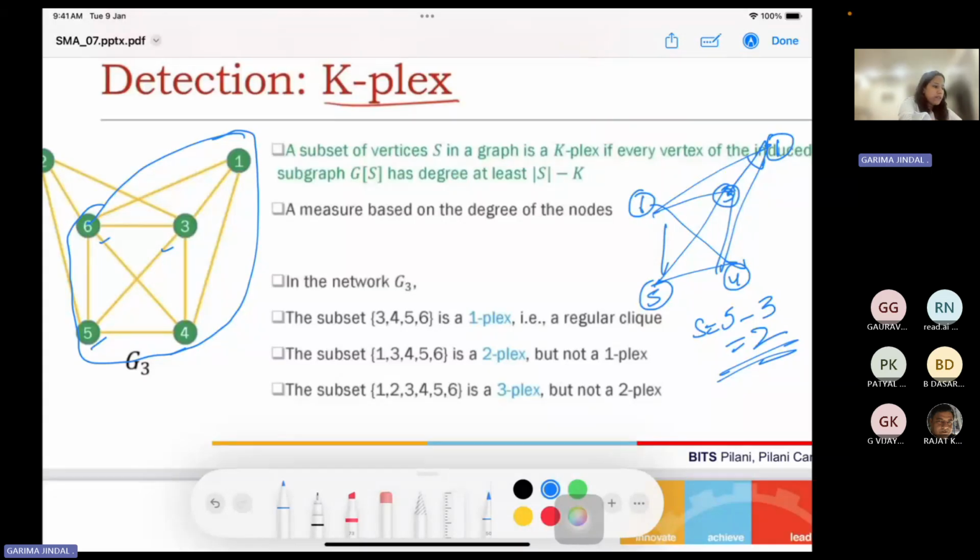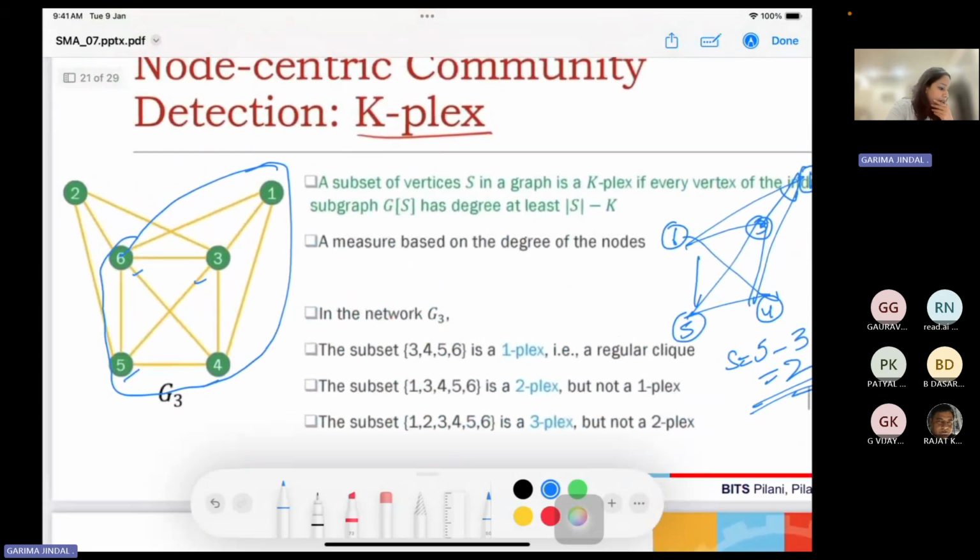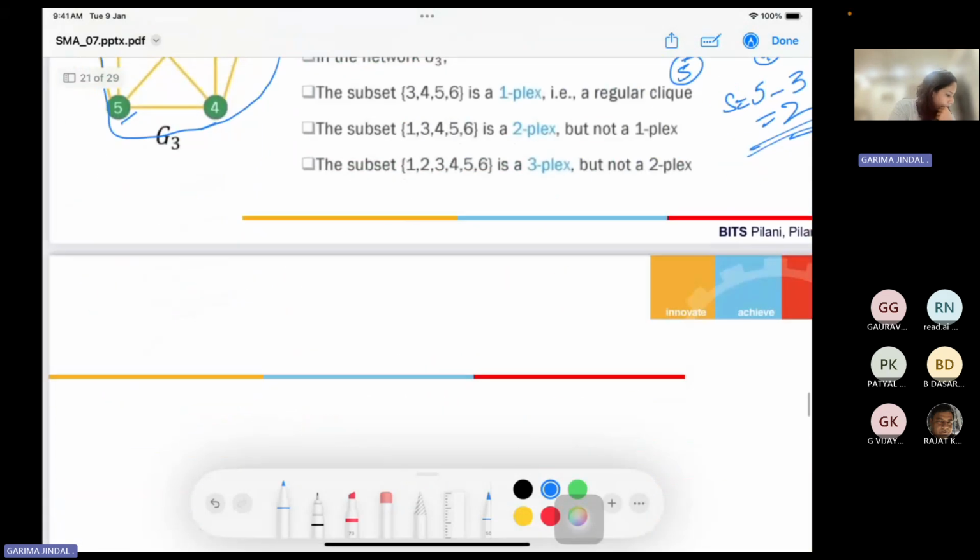So the researchers used these different values in order to identify the communities in the network.